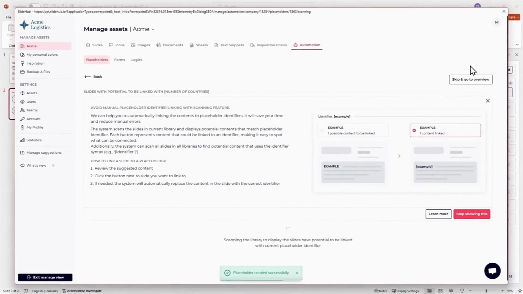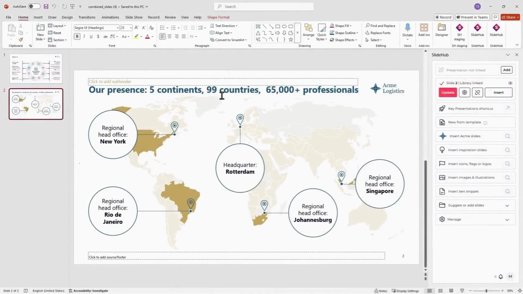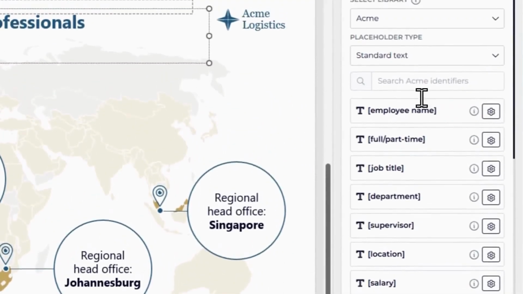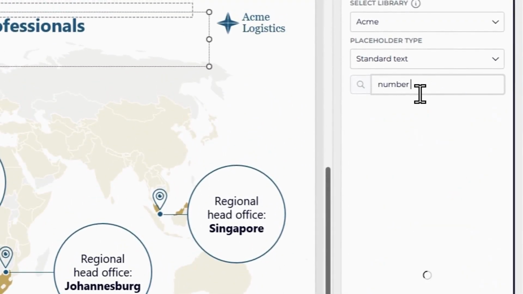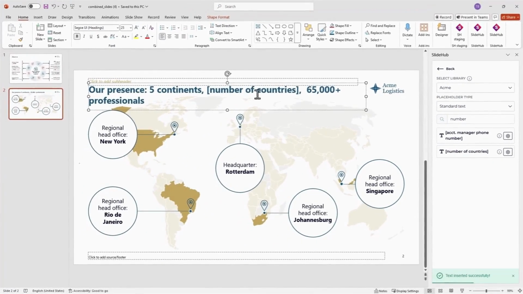Once your Admin Manage Data placeholder is created, go to the slide and insert it. You can either type the placeholder directly or insert it using the Manage dropdown. Select Placeholder Identifiers from the dropdown, then locate your placeholder, hover over it, and click Insert. I repeat this process on my second slide as well.